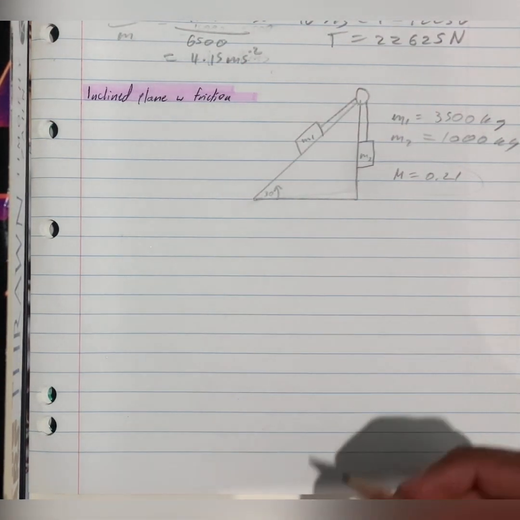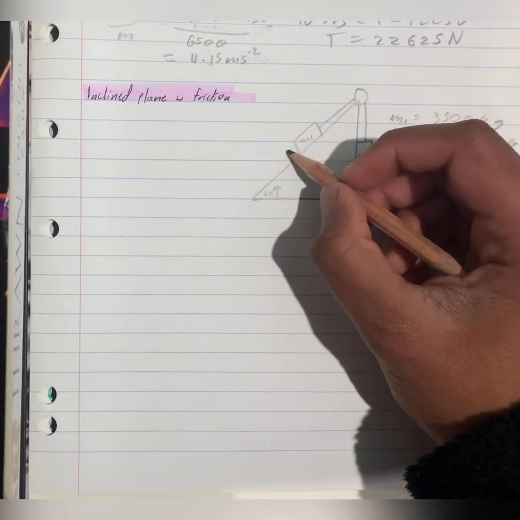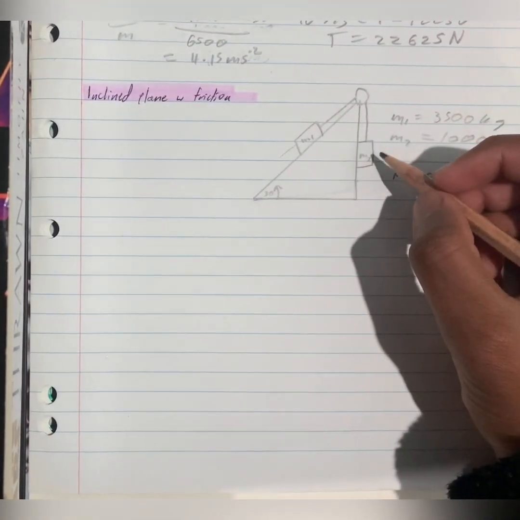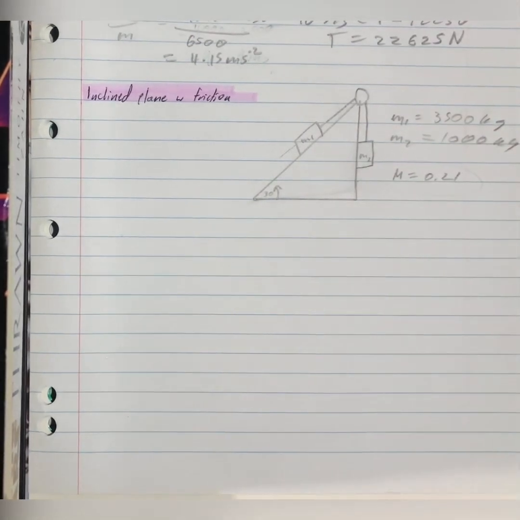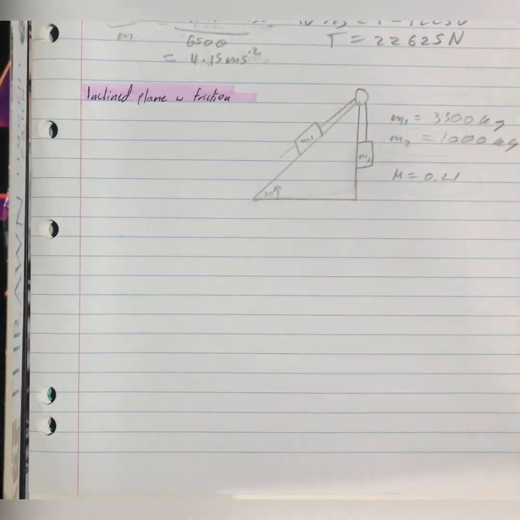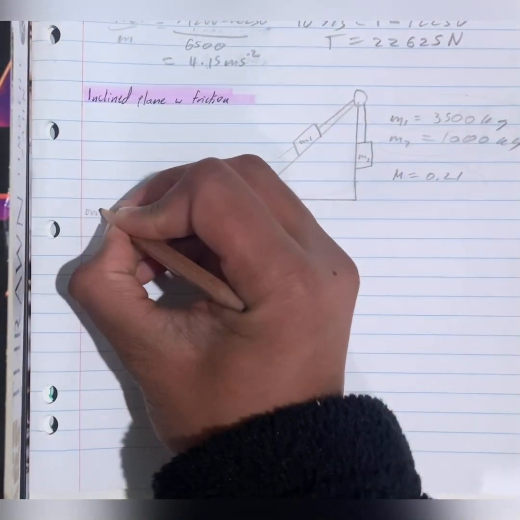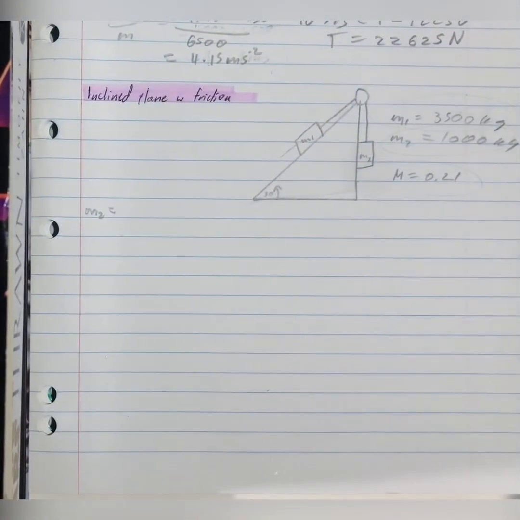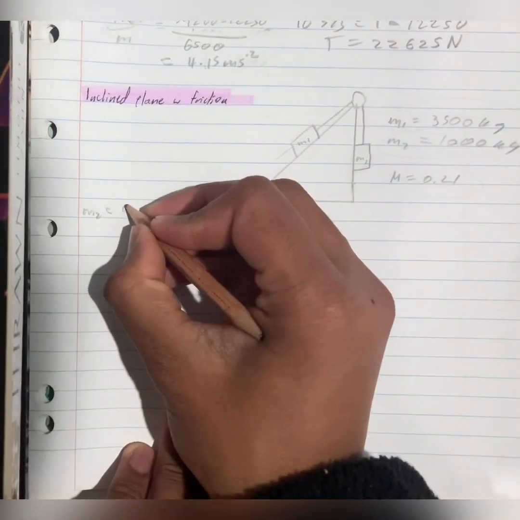All right. We have a downwards force acting on M1 and a downwards force acting on M2. But we're also given that mu is equal to 0.21. So what does that mean? Well, let's address these two as a system first. What is the total force acting on M2? Well, that is just 1,000 multiplied by 9.8. So 9,800 newtons.